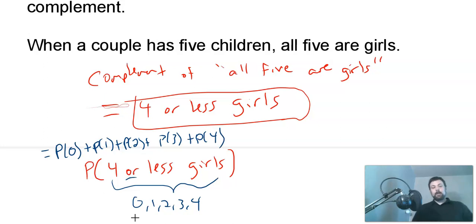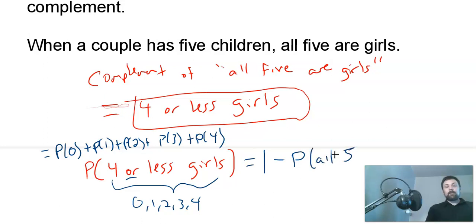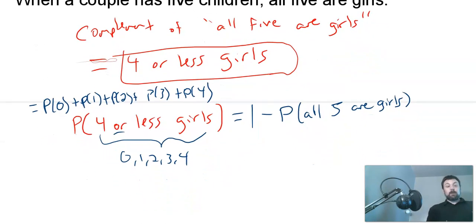It's the addition rule. The alternative way of calculating that would be to use the complement, right? That this will equal 1 minus the probability that all 5 are girls. And that way you're only having to calculate one probability, that all 5 of them are girls, and then take 1 minus that to get the probability that there are 4 or less girls. So what is the probability that out of 5 children, all 5 of them are girls?